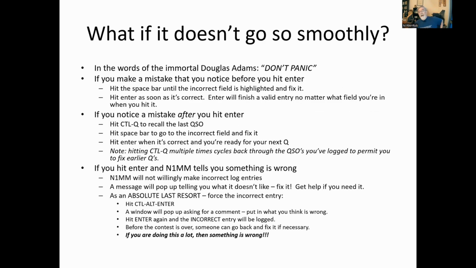So what if things don't go smoothly? Like I said, just remember Douglas Adams: don't panic, and remember your towel. That's only for the Hitchhiker's Guide fans. If you make a mistake that you notice before you hit enter, just hit the space bar to get to the right field. Don't worry about left and right arrows, or grab the mouse. If you're using the mouse a lot, you're not using the program correctly. You can use the mouse, I'm not saying it's wrong, but it's good to keep your hands on the keyboard if you can. So anyway, you can hit the space bar until you have it in the right field.